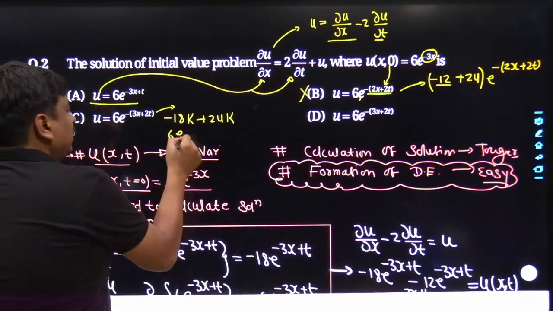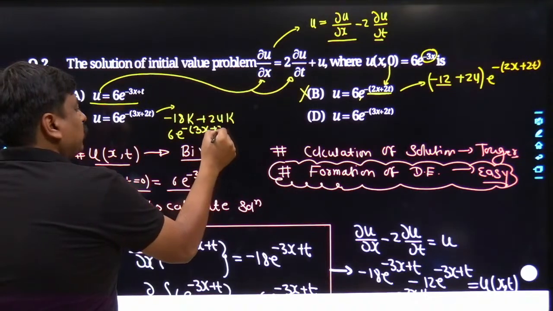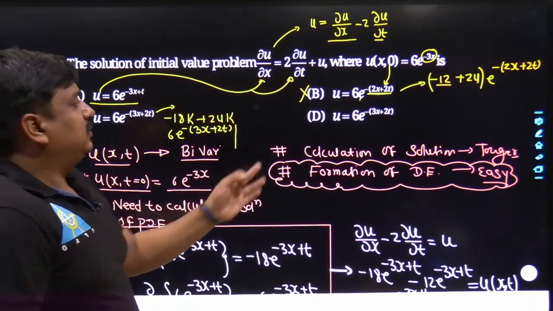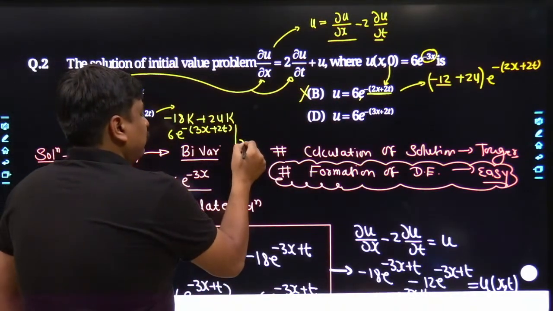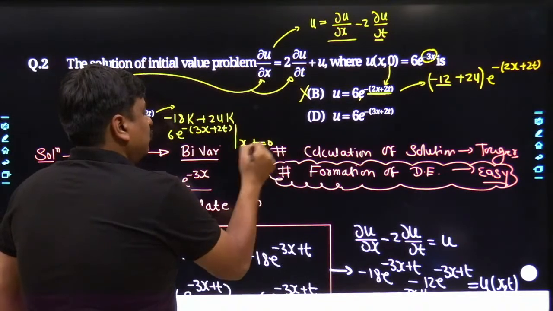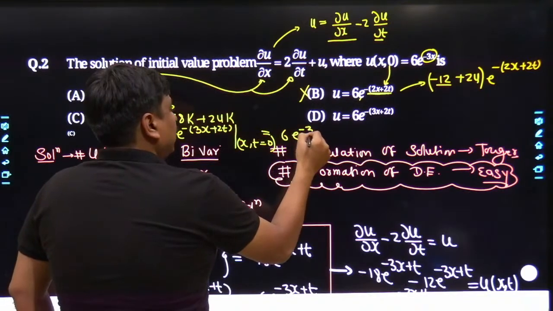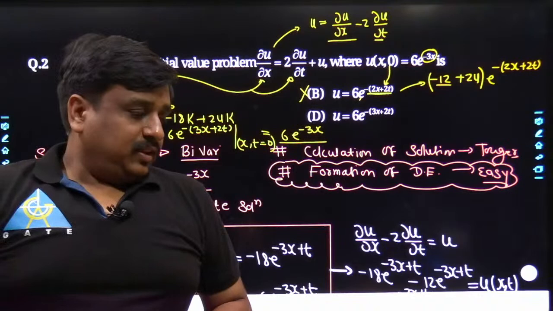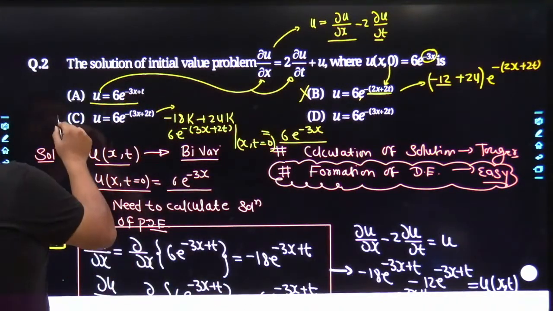What's the k over here? The k is nothing but e to the power of minus 3x plus 2t, and now we have to cross check once again at t equals 0. So if I keep x as it is and feed t equals 0, the result which we are getting is simply going to be 6 into e to the power of minus 3x. So the best answer we are getting is going to be option C.